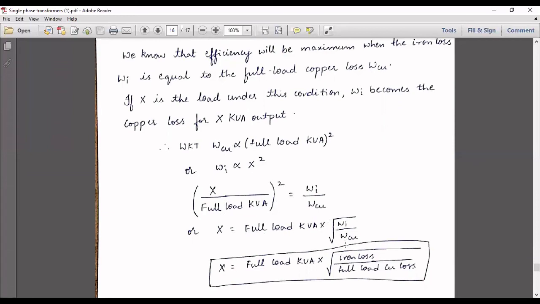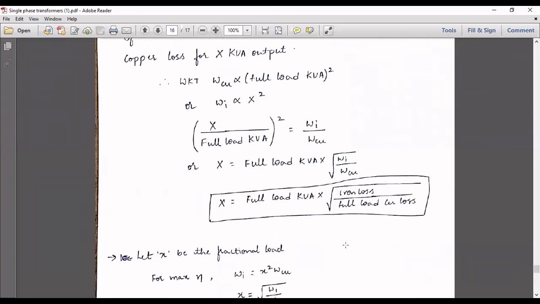So whenever we have maximum efficiency, the load kVA rating corresponding to the maximum efficiency is given by capital X equal to full load kVA into square root of iron loss by full load copper loss. So this is the equation to find out the load, that is the kVA rating at maximum efficiency condition. Here we have written one more important thing, that is square root of Wi by Wcu. This is nothing but the fractional load part.